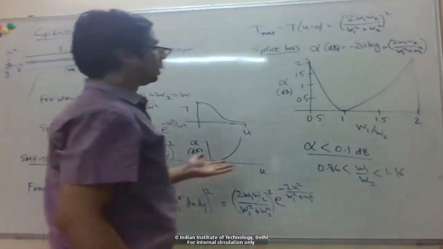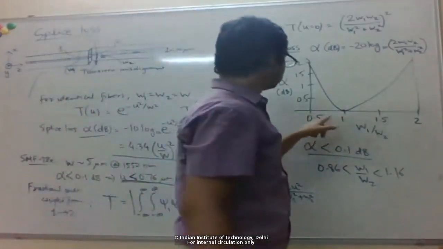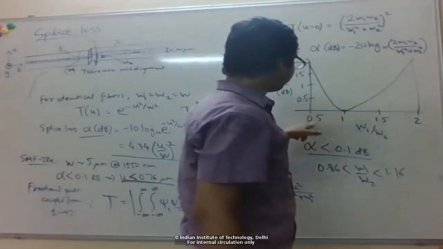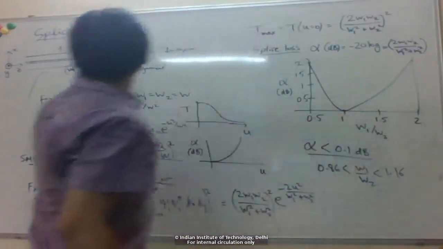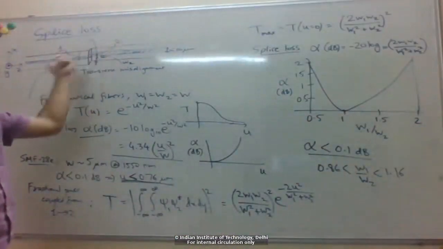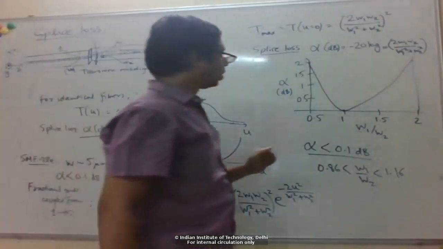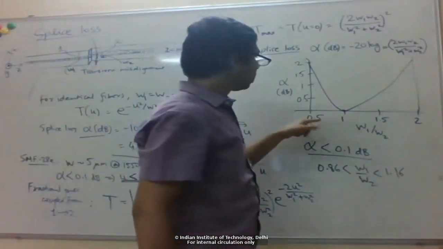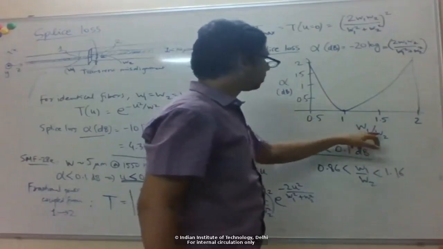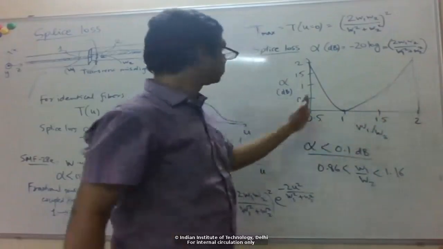So 0.5 here is the same as 2 here, right? We are just swapping these two fibers. So the loss value will be the same for W1 by W2 equal to X or 1 by X.